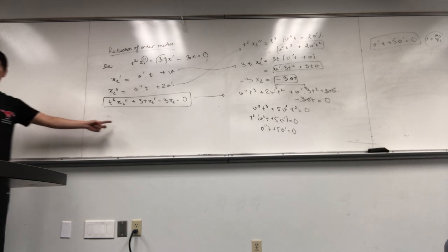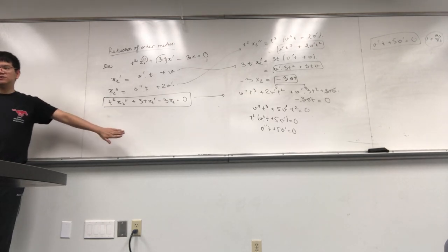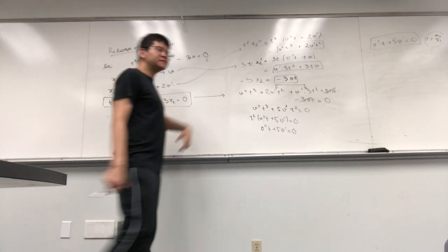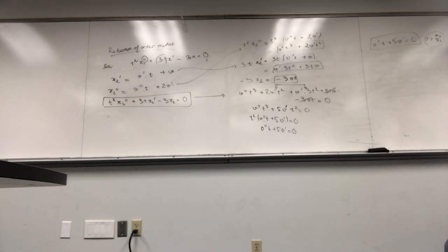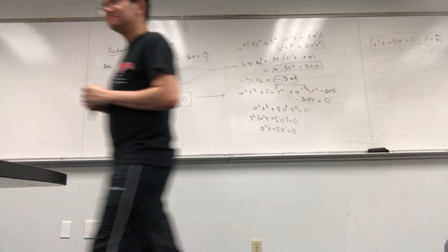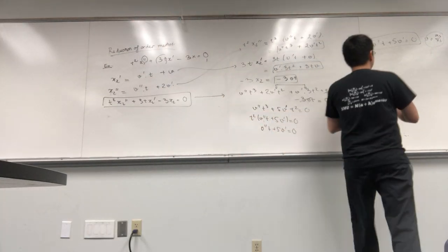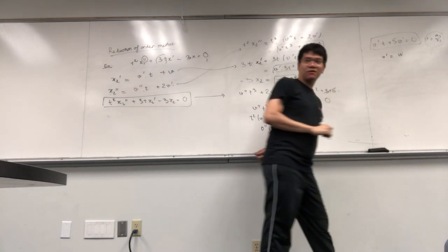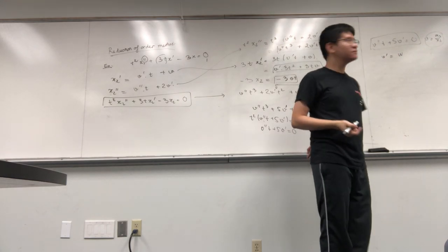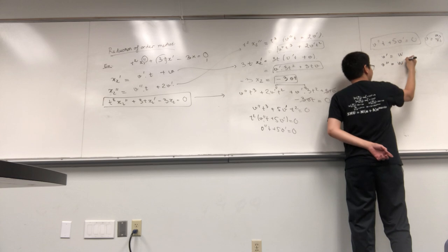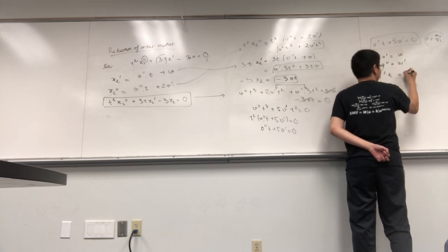The equation for x2 is difficult to solve because it is a second order differential equation with non-constant coefficient. The equation for v is still second order with non-constant coefficient, but this is easier. Why is it? You can define v prime to be w. Now this is nothing but a first order differential equation, so v second is w prime, and you have w prime t plus 5w is zero.